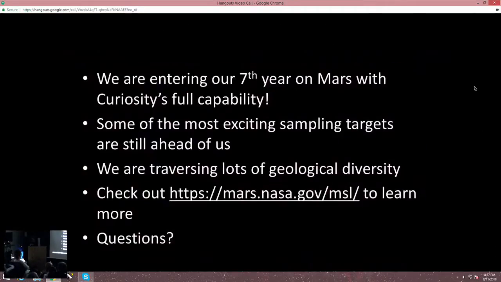We're really proud that we're entering our 7th year on Mars with the full capability of the rover, especially considering that in the 6th year we didn't do any sampling that entire year. And we're really excited because, as I had mentioned, some of the most exciting things to sample on Mars are just coming up. So we have that clay unit ahead of us, and things are really changing as we're changing elevation. So there's a lot that we're really looking forward to.